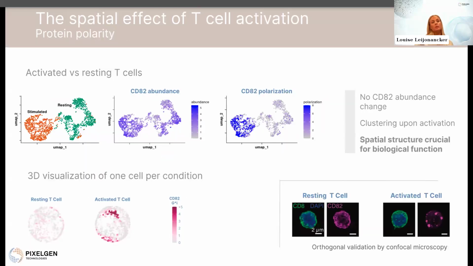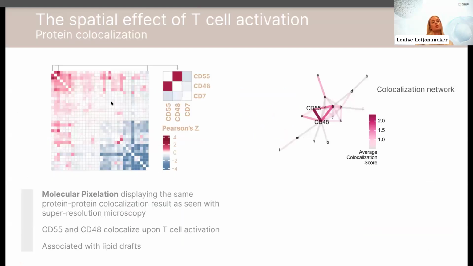But of course, that was protein polarity, and we also want to look at the co-localization. So what we're showing here in the heat map to the left, we're looking at a set of the proteins and how they are co-localizing. So this is then two different protein pairs, or one protein pair, two proteins. And then we found it interesting with CD55 and CD48. So you can see how CD55 is clearly increased in co-localization for the activated T cells. And we also included CD7 here just to show that it is not an increase in co-localization that's happening there.